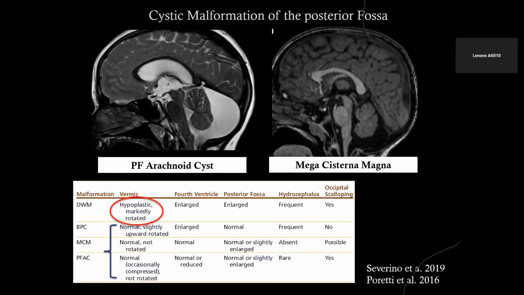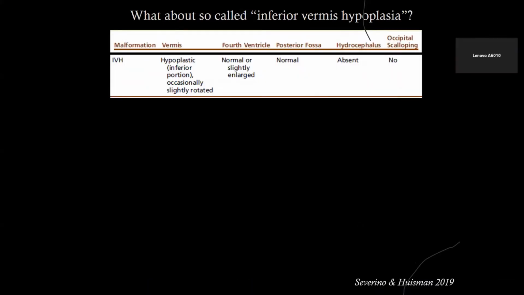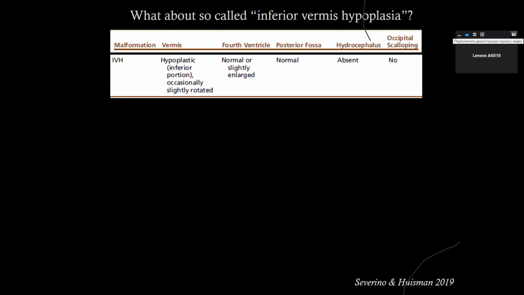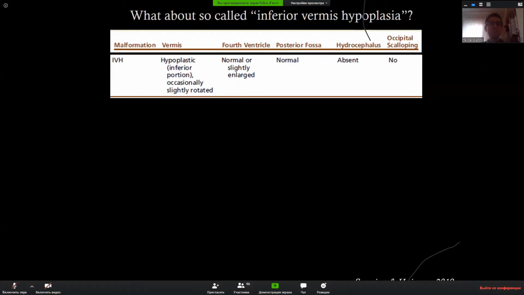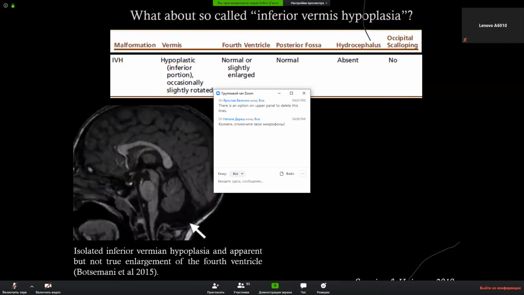Now, there is also another entity that is very interesting, called the so-called inferior vermis hypoplasia. This is again from the paper by Maria Sarina Severino and Terry Huseman, which is a recent paper that I will share with you. Inferior vermis hypoplasia is a situation where the vermis is small, and the fourth ventricle can be normal, can be slightly enlarged, but the rest is normal. Now, this is an example.